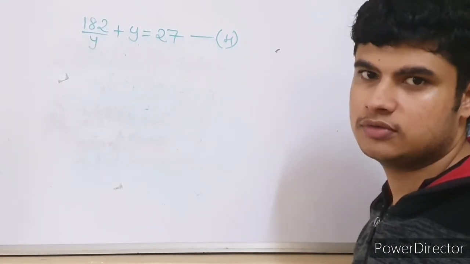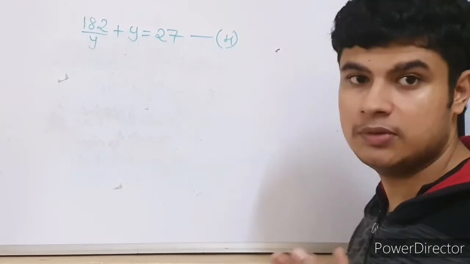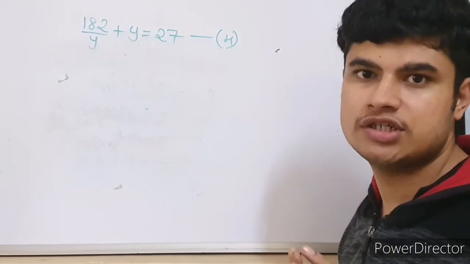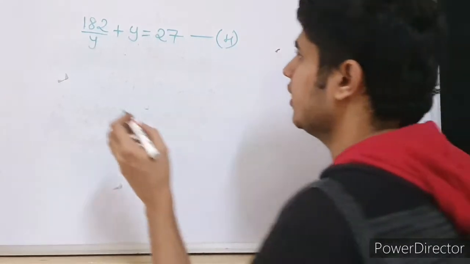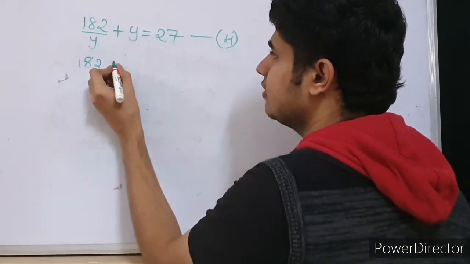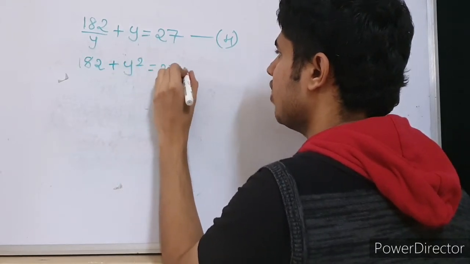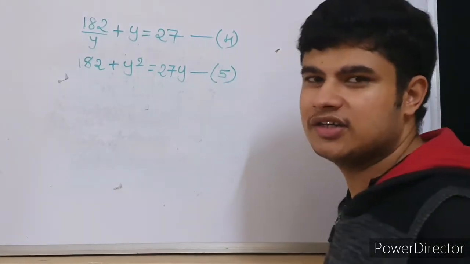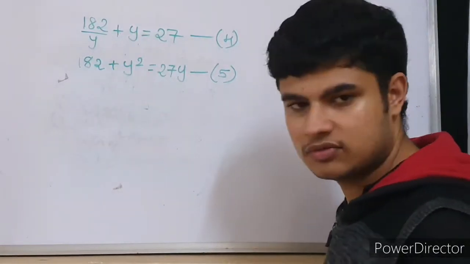Now there is one simple rule: whenever I multiply both sides of the equation by a constant, the equation does not change. So if I multiply this same equation by y, then what will I get? 182, since y and y will get cancelled, plus y² = 27y. I will call this equation 5. Or in other words, for you all to better understand, I have done cross multiplication by y.